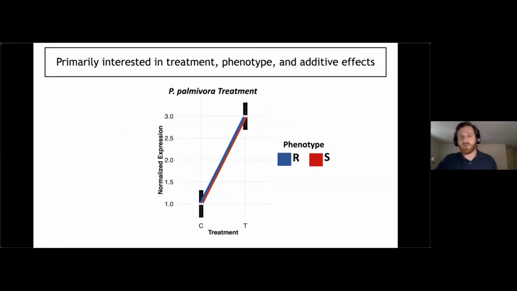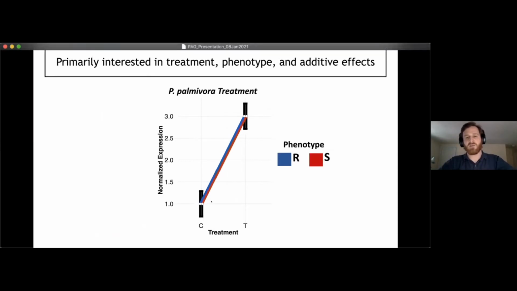And we were primarily interested in differentially expressed genes that were behaving in three ways. The first is genes that are responding to pathogen treatment. Those would be genes that look something like this, where the y-axis is expression, and the x-axis is control versus treatment. So a gene would increase in response to pathogen treatment, but there's no difference between resistant or susceptible phenotype. That's shown by the color.